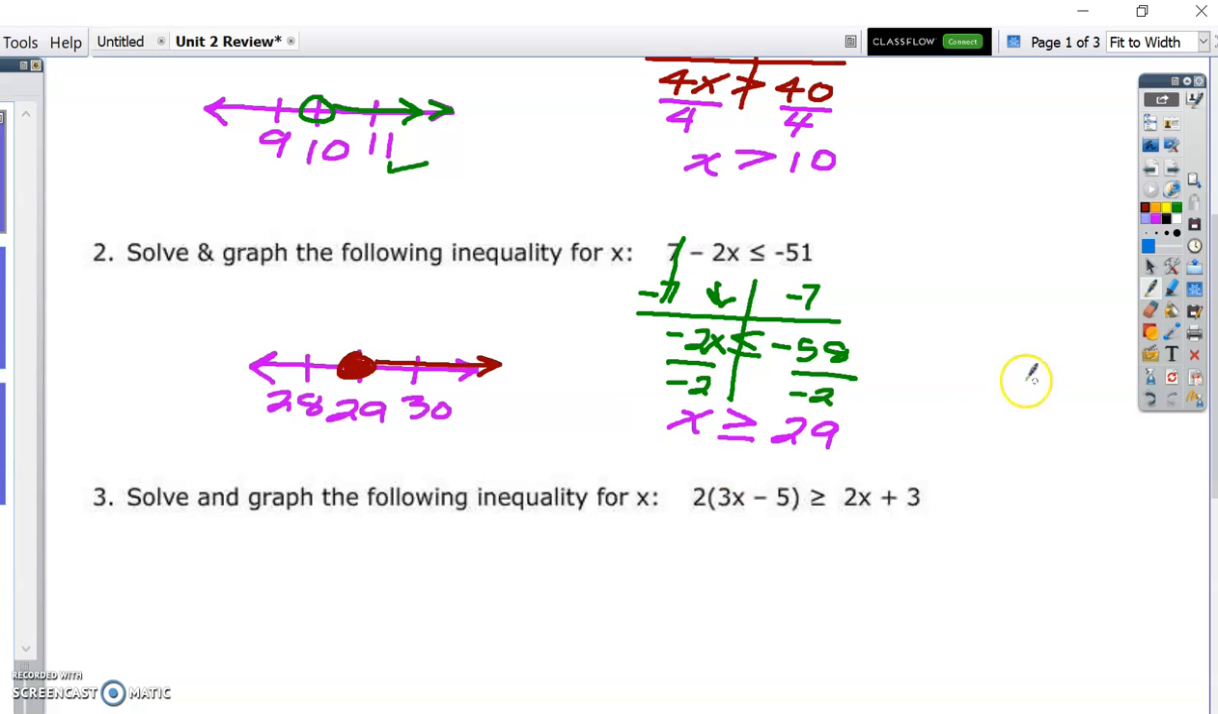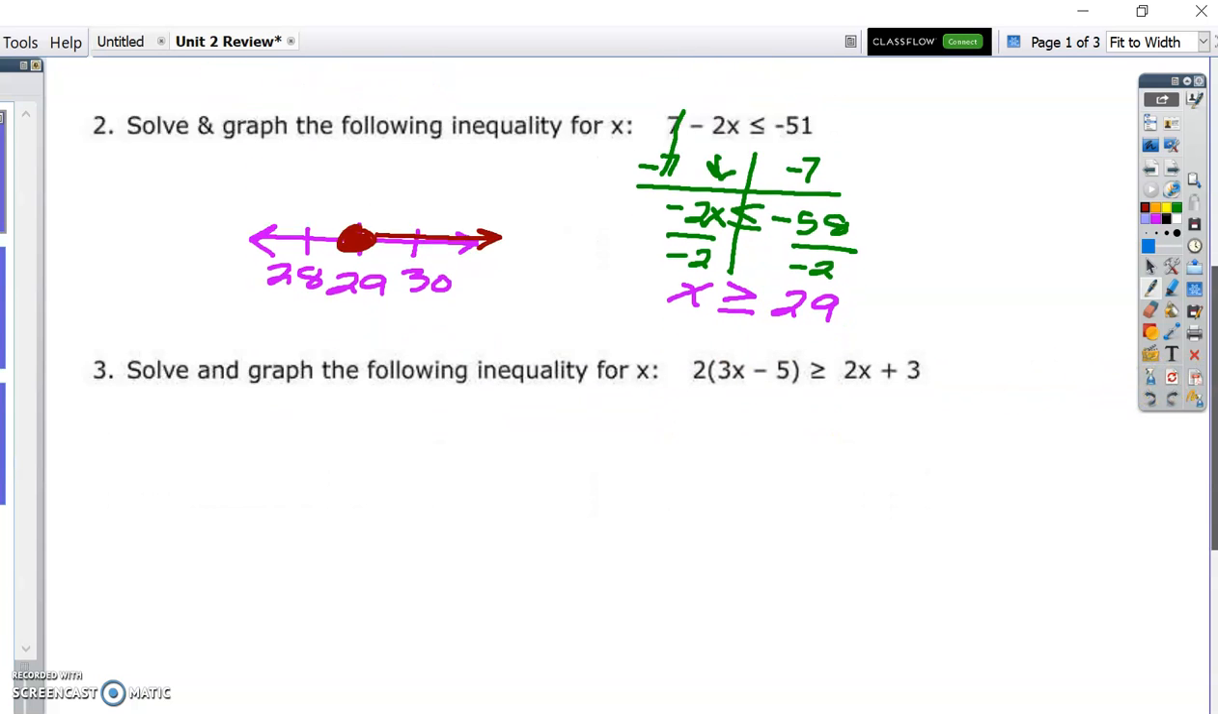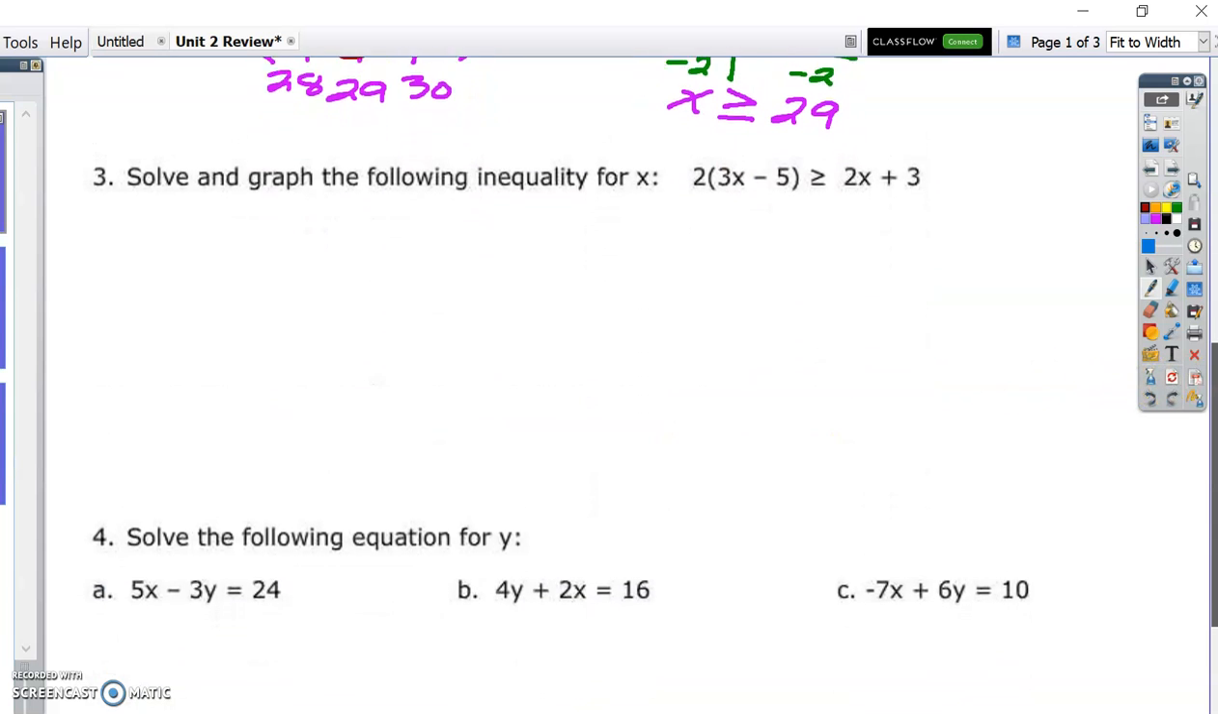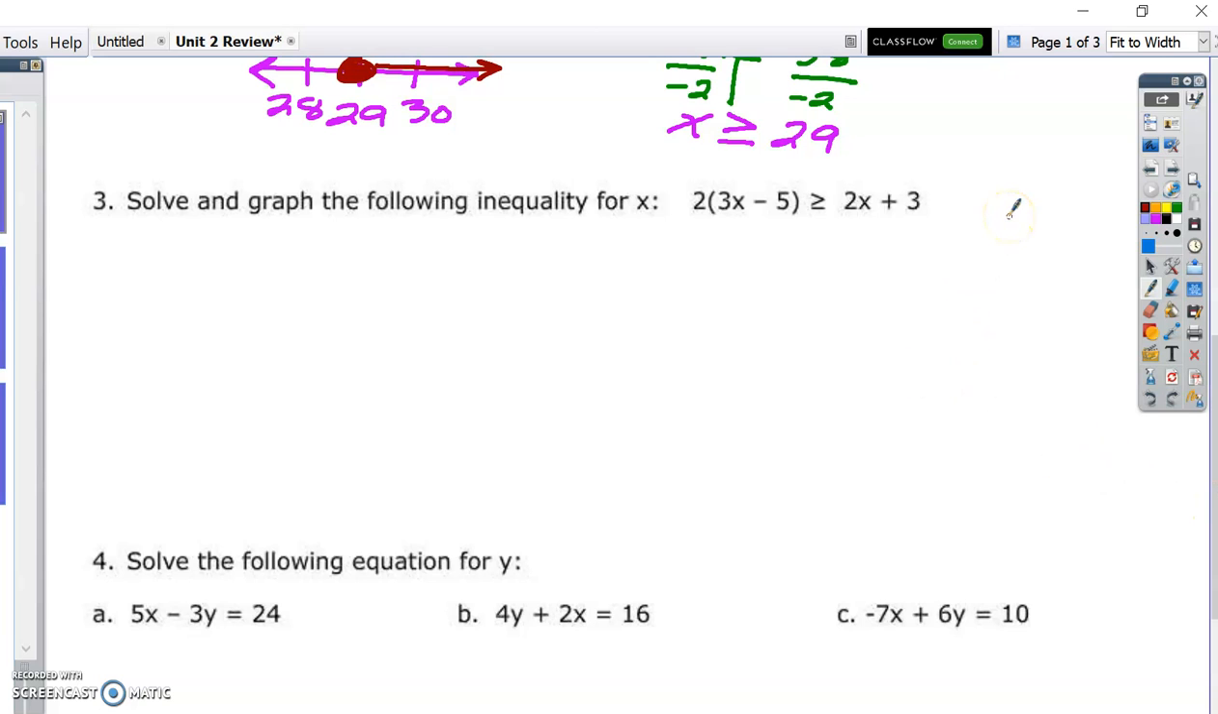All right, let's move this up a little bit more. The next one we have has distributive properties, so a little bit larger, multi-step. Again, we're going to solve. So 2 times 3x, which is 6x, and 2 times negative 5, which is negative 10. We have greater than or equal to 2x plus 3.